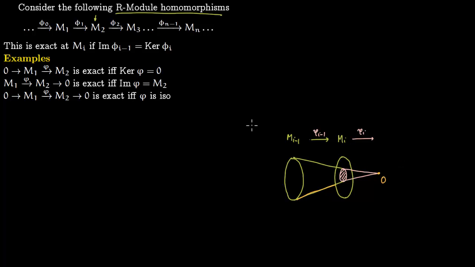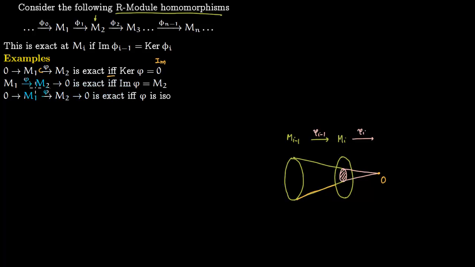Now let us see some examples. Say you have this map like this, 0 to M1, and then you apply the map varphi, you get M2. So this is exact if and only if the kernel of this varphi is 0. So why is this true? Notice that this kernel has to be equal to the image. The image here is just 0, because you just have 0. So this is exact if and only if the kernel of phi is 0. So that means this map is injective. So every time you see a 0 on the left side, you make your map injective immediately.